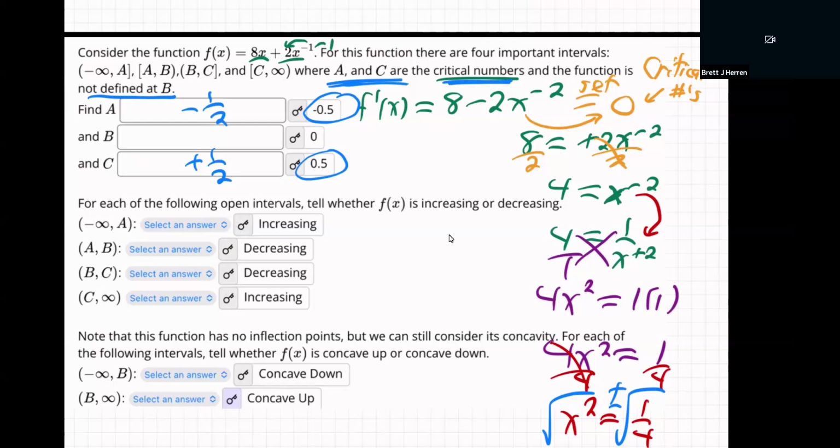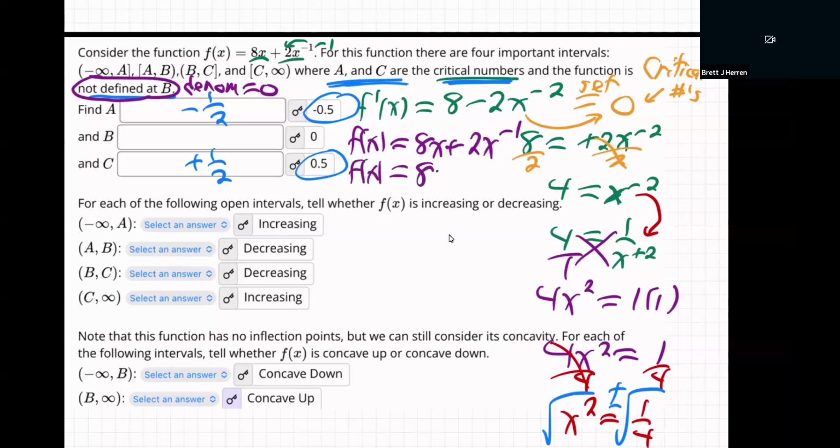Okay, so let's write the function right here. So the original function, 8x plus 2x to the minus 1. What makes it undefined? Well, not defined at B always means that the denominator equals 0. So do you see the denominator of this function is 8x plus 2 over x to the positive 1. Remember, again, negative powers jump to the bottom. So basically, whenever this denominator is 0, that's easy. That's just when x is 0. So that's what goes right here.